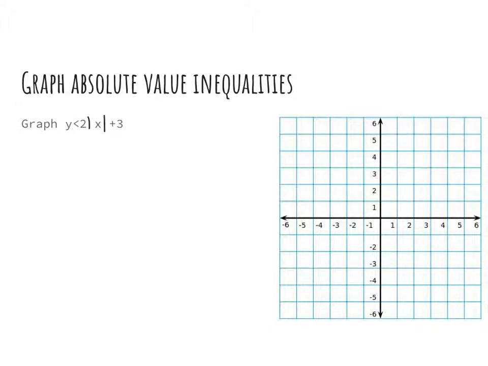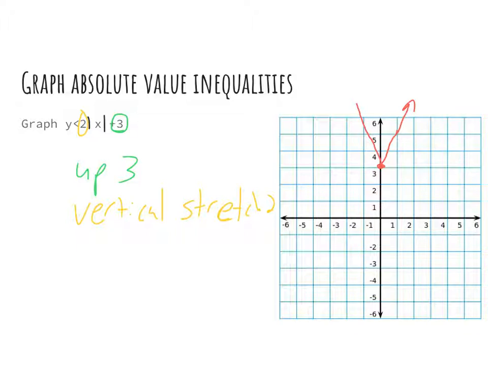So if you remember from last lesson, I can graph this just by using the transformations that we have. This plus 3 means we move our graph up 3. This multiplied by 2 means it'll be a vertical stretch of 2. Okay, so instead of starting at the origin like I normally would, I would start up here, 3 up. And then instead of going up 1 and over 1 in both directions, I'm going to go up 2 and over 1 in both directions. So there's my vertical stretch.